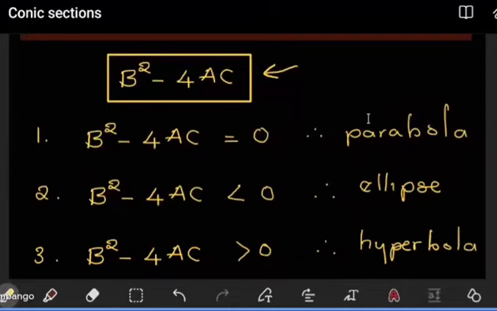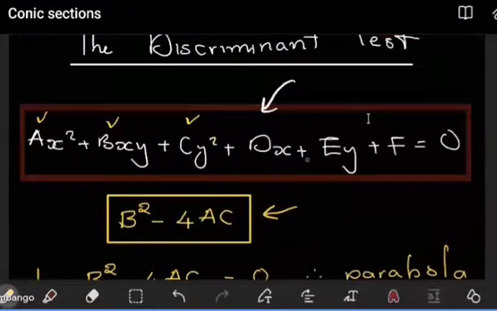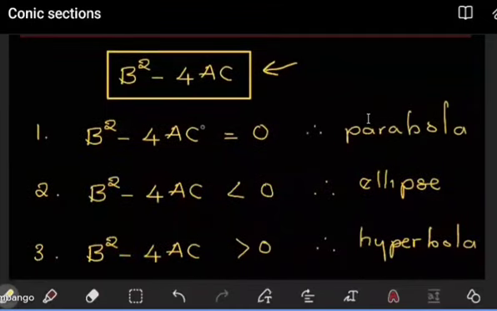So this is what you need to remember. What this does is it actually means that provided you have something in this form, you don't have to eliminate the cross product. You don't have to complete the square. You can actually identify the conic section by just evaluating what this is. Once you evaluate, make a comparison, and then identify the conic section.